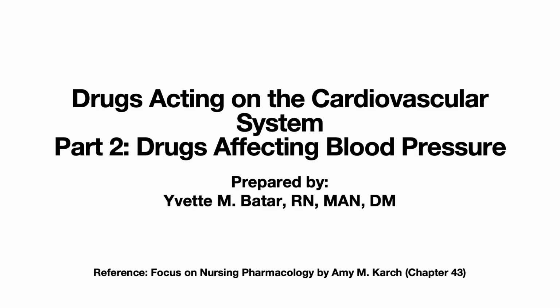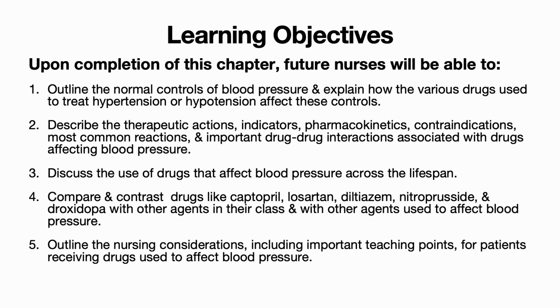This is part 2 of our module, Drugs Acting on the Cardiovascular System, specifically drugs affecting the blood pressure, which is chapter 43 of our reference book. For the learning objectives, upon completion of this chapter, future nurses will be able to outline the normal controls of BP and explain how the various drugs used to treat hypertension or hypotension affect these controls.